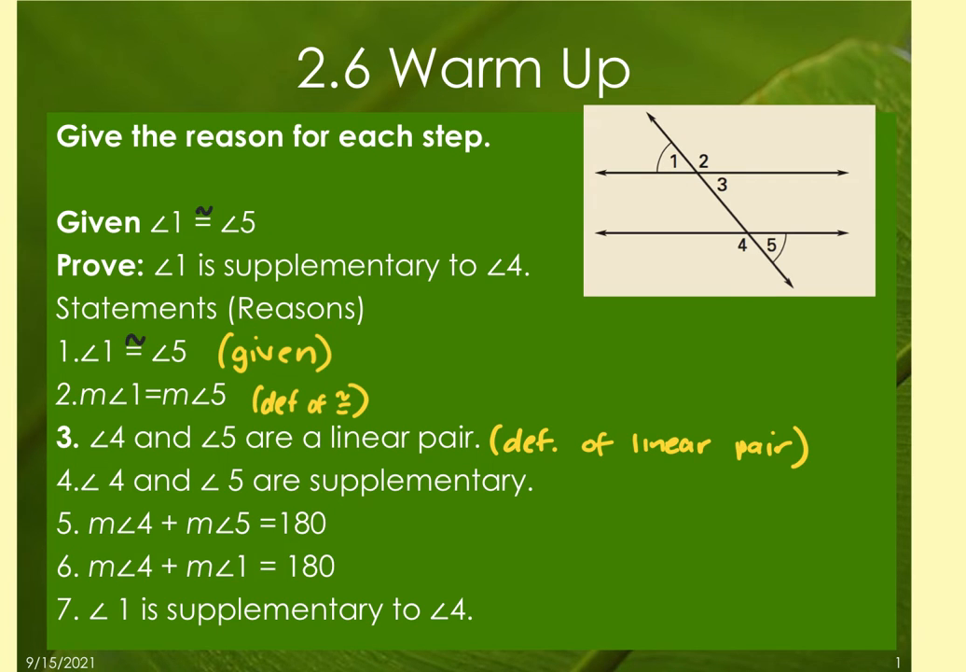Okay? So if you look at the diagram, 4 and 5 are next to each other and form a line, right? That means they are linear pairs, and that is the definition of a linear pair. When we go to the next step and we now say that they are supplementary, that is linear pair postulate. So if we're going from that they are a linear pair so that they are supplementary, that's linear pair postulate. Now we're going from supplementary to that they add up to 180, which is what?